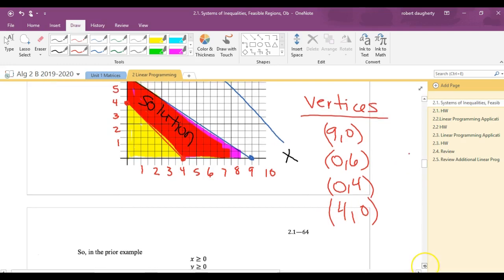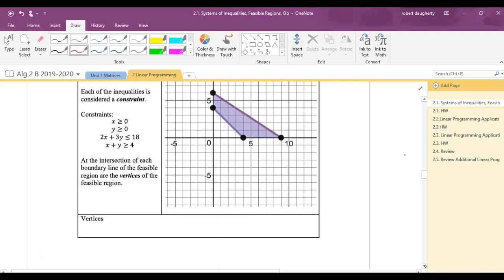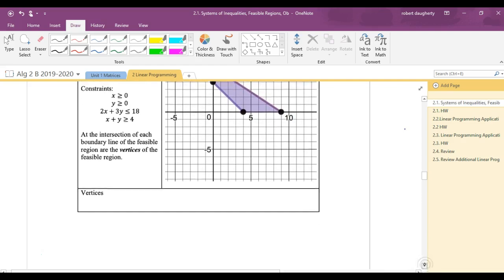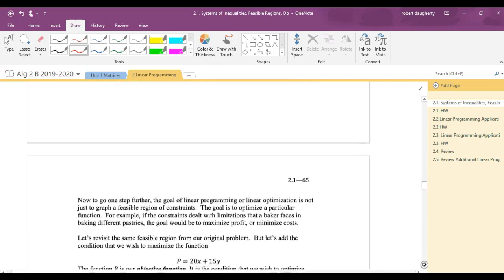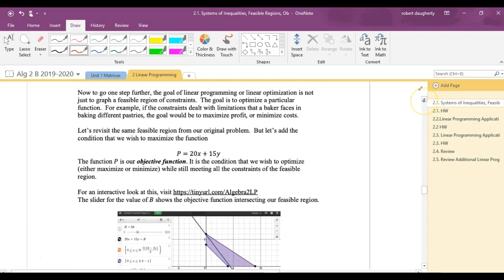So in this particular one, I've got the feasible region and we just identified the vertices. I'm not going to write that down again. So that's graphing the feasible region. Those are my constraints. Now I need to be able to maximize something. If those are my constraints with regards to producing iPhones, I want to maximize profit. So I might have a function that represents this.